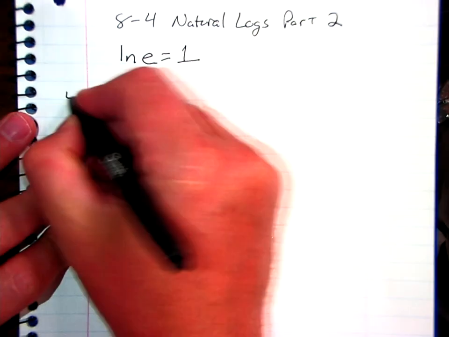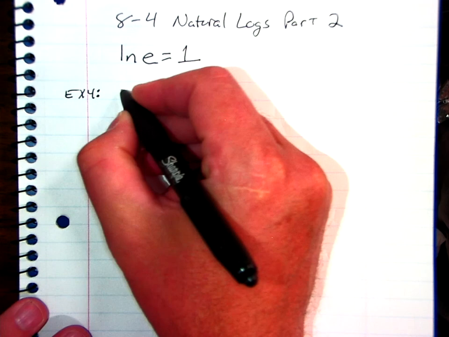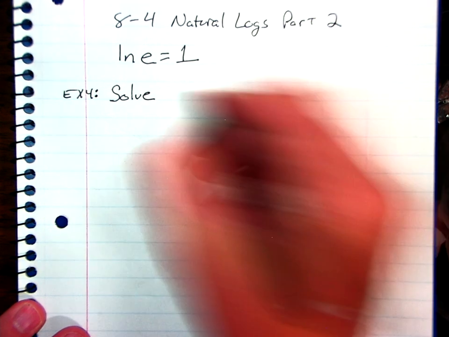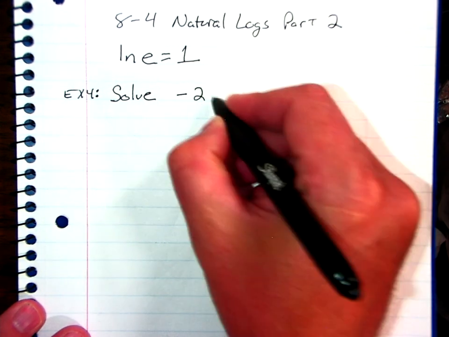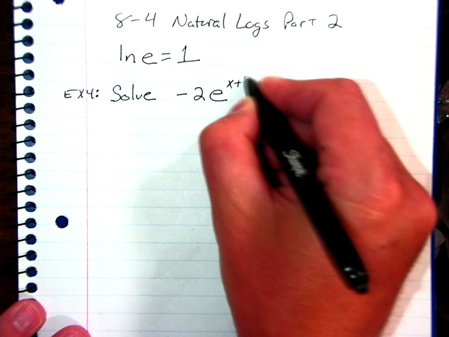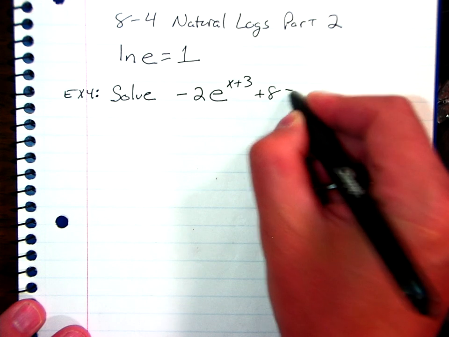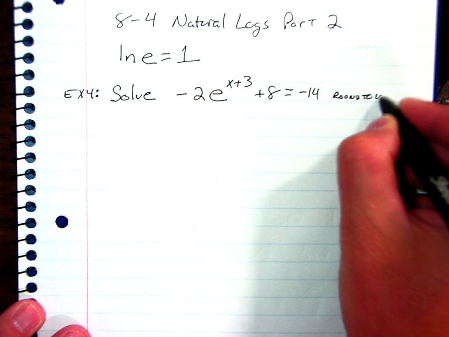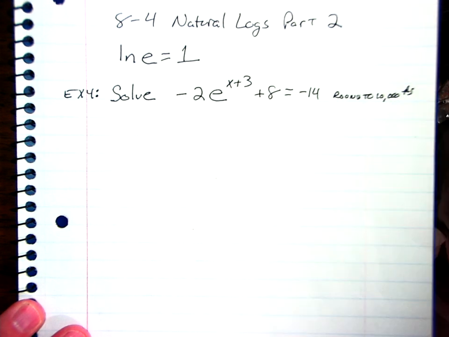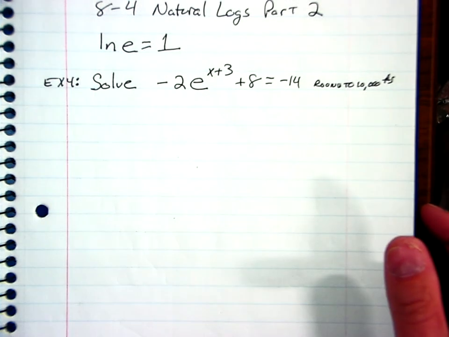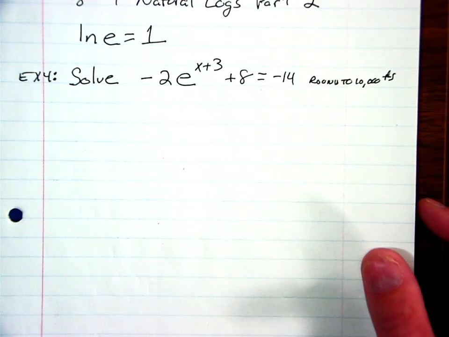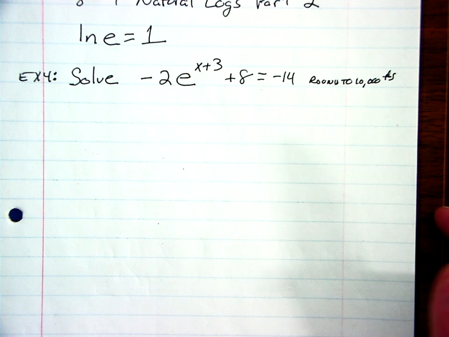All right, example 4. Solve, because it's a continuation of yesterday's: -2e^(x+3) + 8 = -14. Round to ten thousandths, so 4 places.